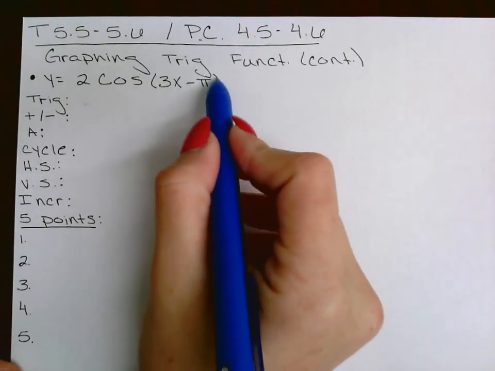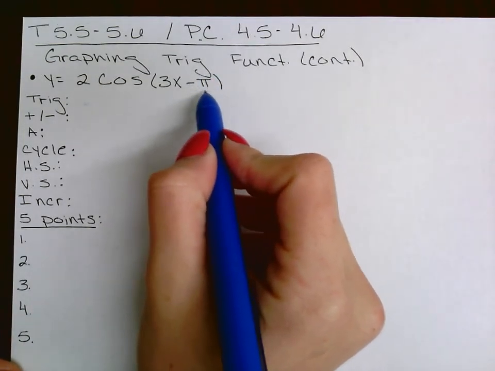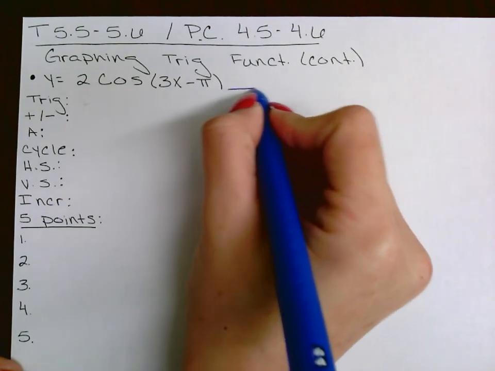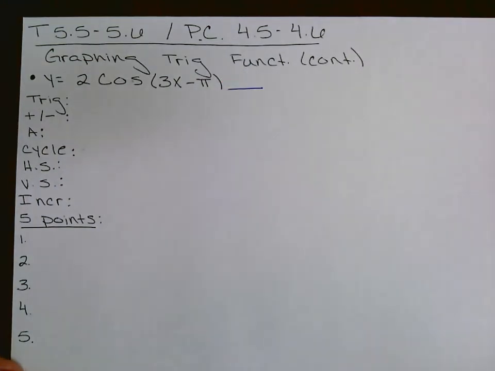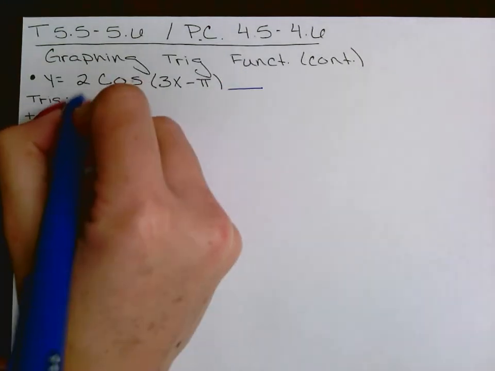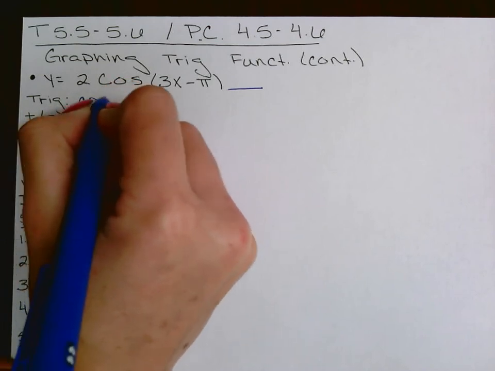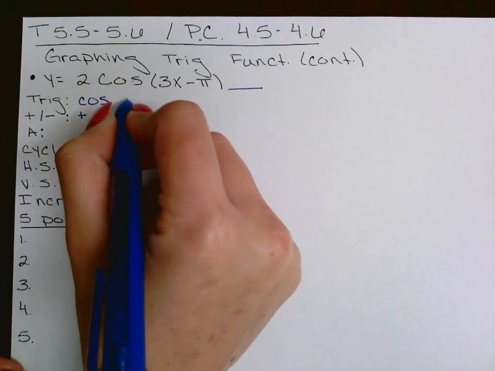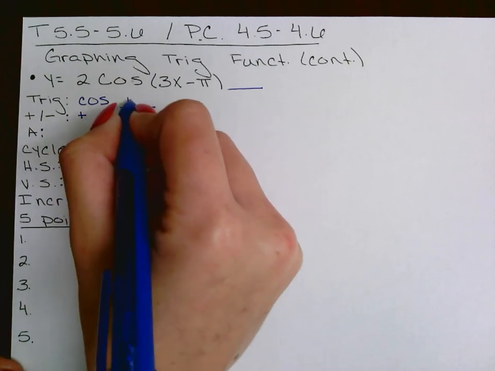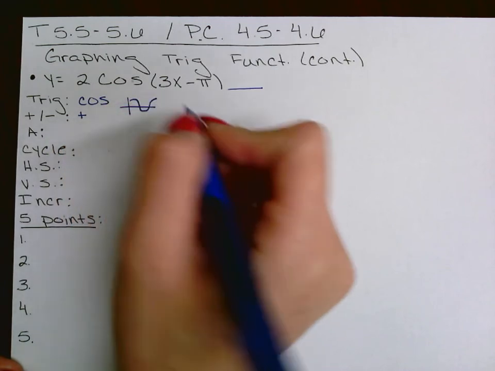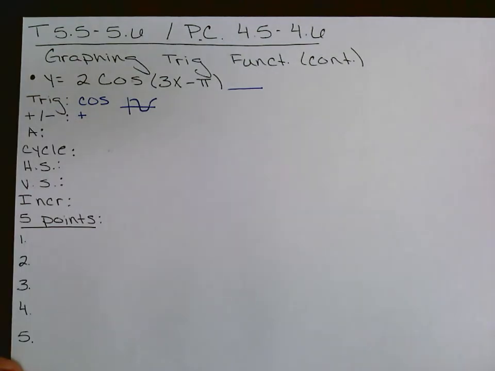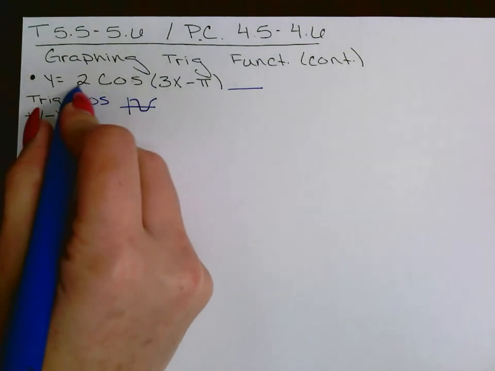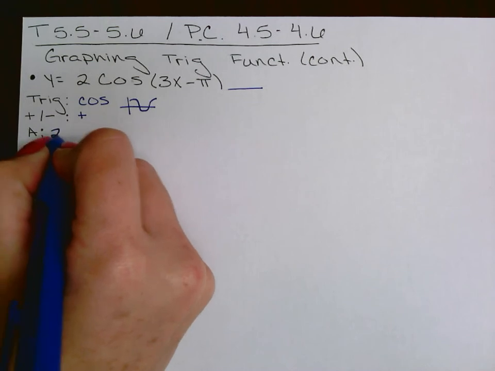The fact that this pi is inside parentheses lets me know that that's the c, and that I have no d. Okay, so there's no vertical shift. So my trig function is a cosine, and it is positive. So I already know that at the end, it's going to look like a U, like a little hammock. Okay. My amplitude is 2.